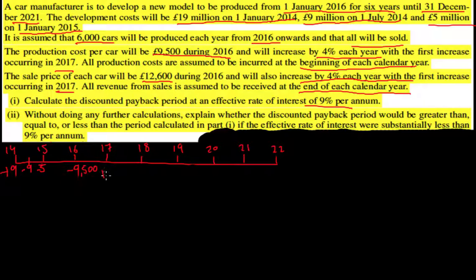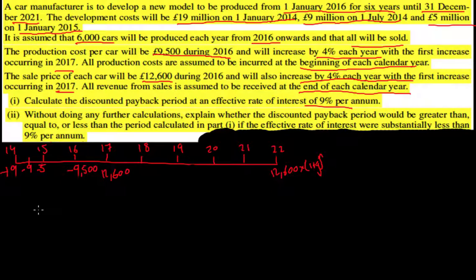But then 2017 will be when the first amount of money comes in. So in fact, this bit over here is then going to increase by 4%. This 12,600 will increase at the end of 2017, start of 2018. So over here, this is going to be our last payment of 12,600 times some growth factor, however many years ahead that is. I haven't looked at that. So that's going to be where the last bit of money comes in. This is going to be where the last bit of money goes out over here. So let's find the discounted payback period.